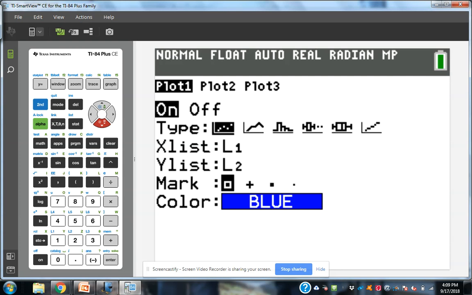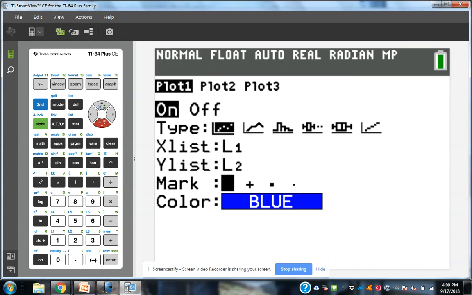Your X list should be L1. Your Y list should be L2. Just should be that way unless somebody's gone in and done something or you've changed it. If it is not listed that way, the way to get L1 would be second and the number 1. And the way to get L2 for your Y list would be second and then the number 2. If you, for some reason, put your X or Y list in the wrong list, you put it in L3 or something like that, you can change it here and not have to retype the values if for some reason you did that. Okay. What mark you use really doesn't matter. I usually just leave it on the first one. It doesn't matter what mark you let the calculator put.